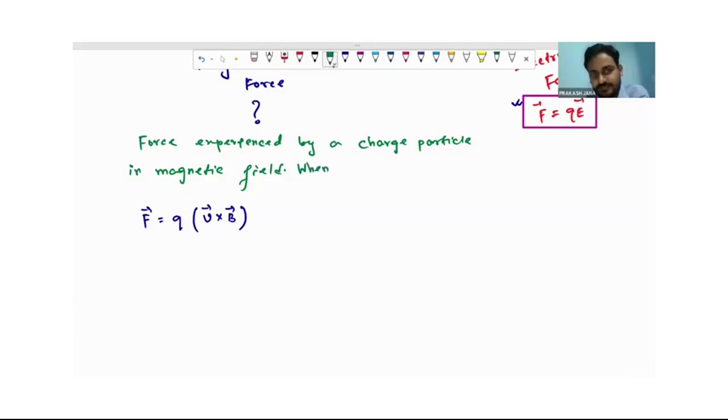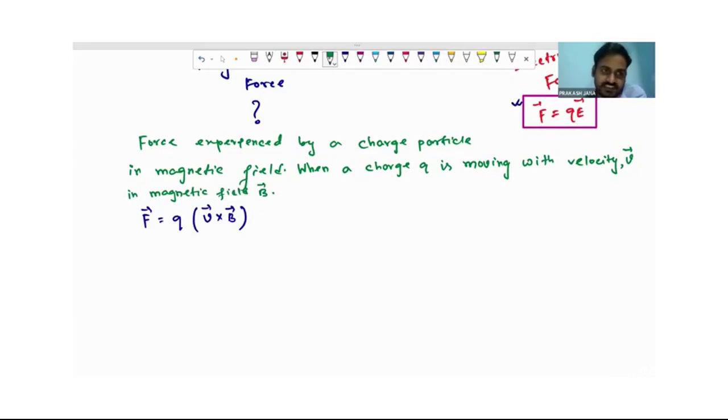When a charge Q is moving with velocity v in magnetic field B, then the force is F equals Q into V cross B.